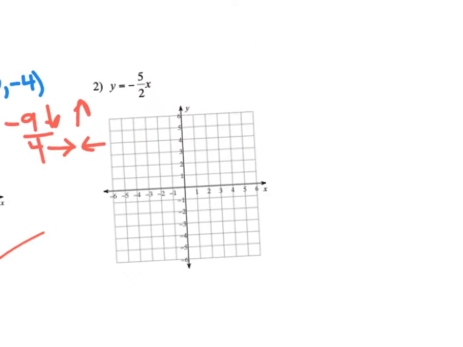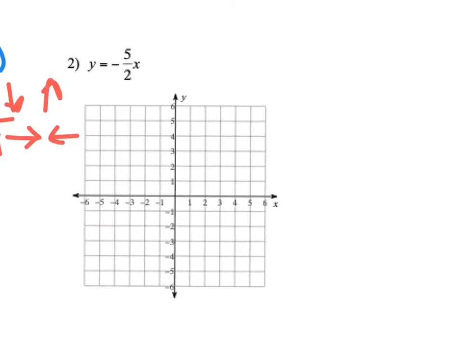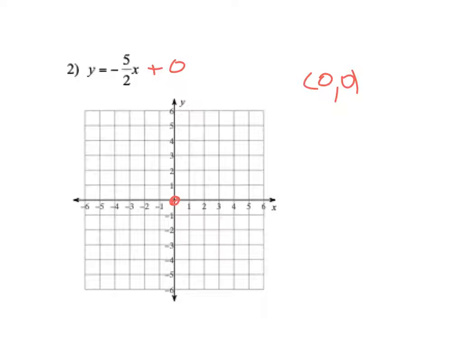Let's try another one. Number 2, y equals negative 5 over 2x. Now the first thing that we locate typically is where we begin. And in this case, there is no number there for b, okay? b is going to be that last number without a variable. But when there's nothing there, we know that that is the same as a plus or minus 0, or just 0. So where we begin is at 0, 0. So I'm going to graph that.